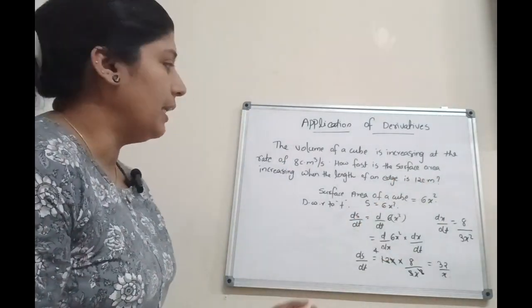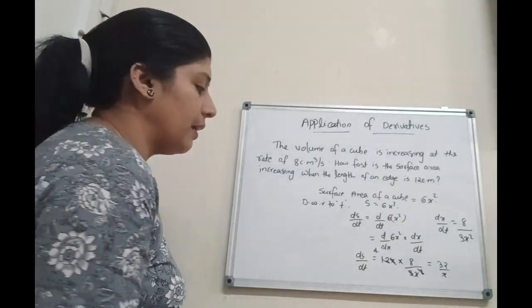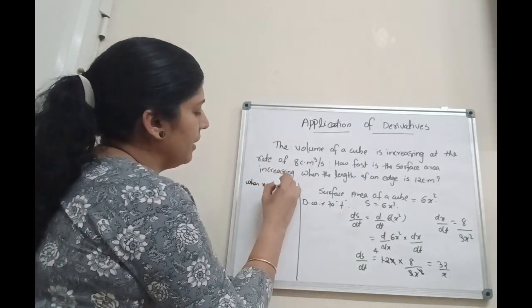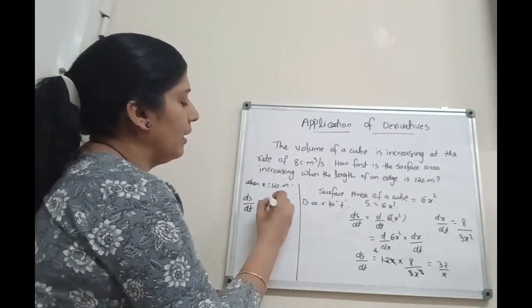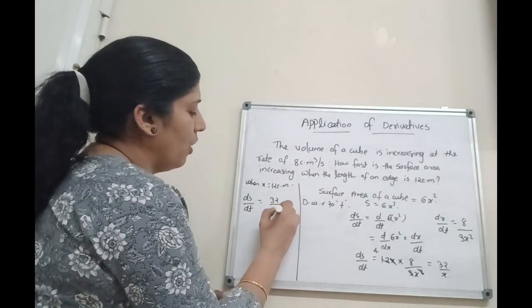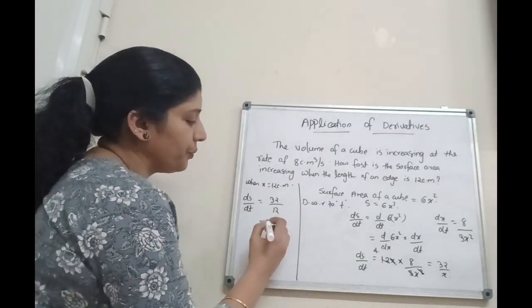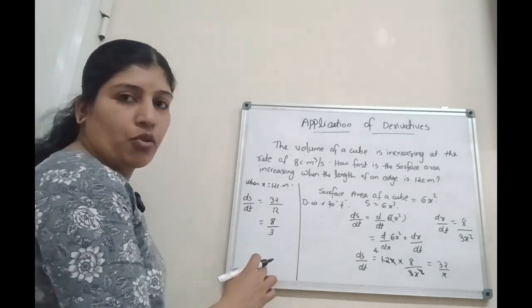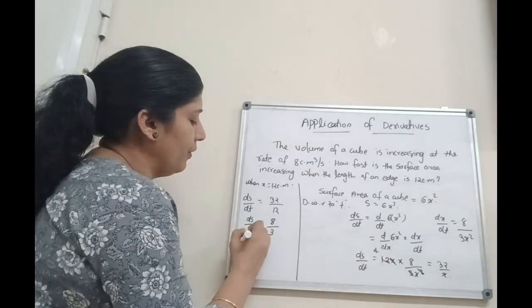Next, we have to find out how fast the surface area is increasing when the length of an edge is 12 centimeter. When x equals 12 centimeter, the rate of change of surface area dS by dt equals what? 32 by 12. What is 32 by 12? 4 is common, therefore it is equal to 8 by 3. dS by dt equals 8 by 3.